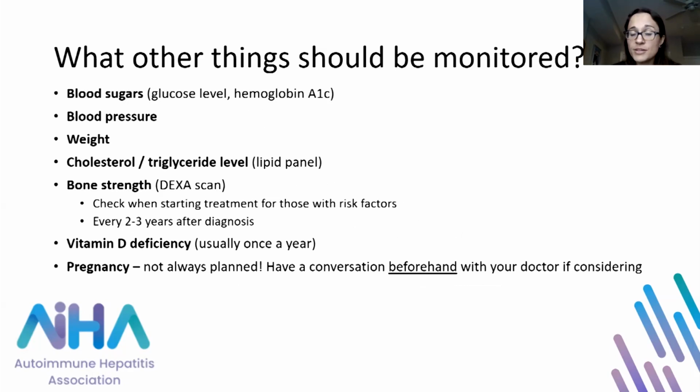And then there are a couple other things that we'll be monitoring. So blood sugars, as I mentioned, that can be an issue in patients who've received steroids for some time. And so usually we can monitor for that on your routine lab tests by looking at the glucose level, or we may order what's called a hemoglobin A1C, which can help us look for diabetes and prediabetes. Your blood pressure should be monitored, and your weight. It's also recommended that we keep an eye, probably on a yearly basis, on your cholesterol and triglyceride level, again, given the relationship with the steroids.